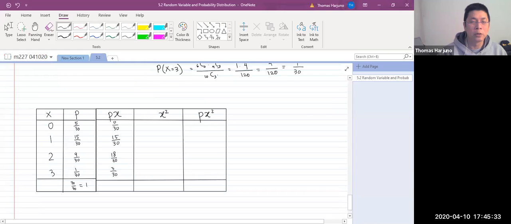Okay, so let me ask you to continue. You need to compute that, complete that table first, to answer the question for expected value and to answer the question for variance of random variable x. We will come back at 11 o'clock.